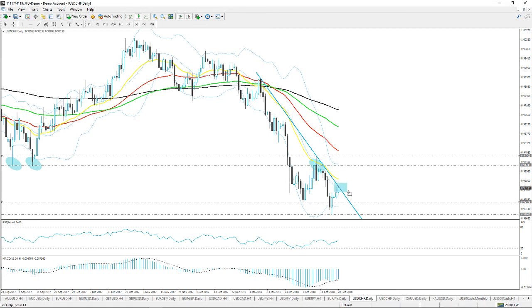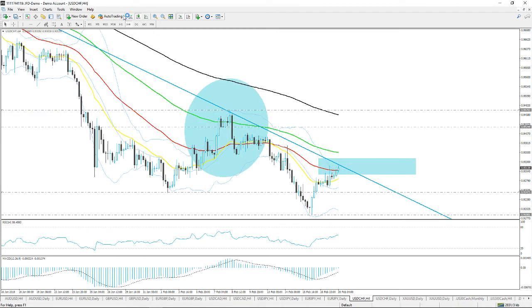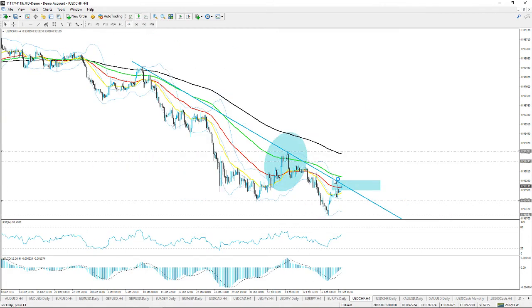So this area right here is being tested now on a 4-hour chart. Let's just make it smaller a little bit. There we go. This is a more clear picture. On a 4-hour chart, we can see that it is balancing around this area. It's also balancing around its 50 EMA. So a potential break above this trend line could push the price first towards its 100 EMA here, which is shown as a green line.